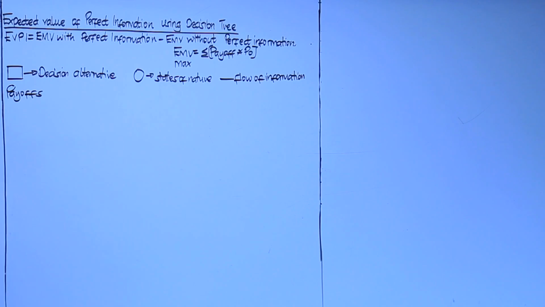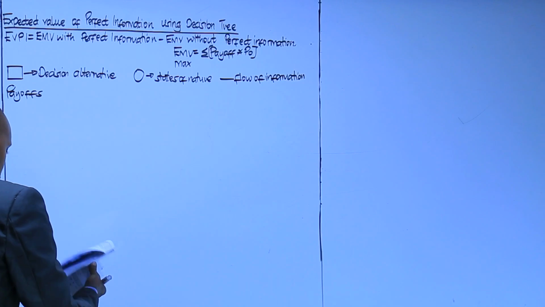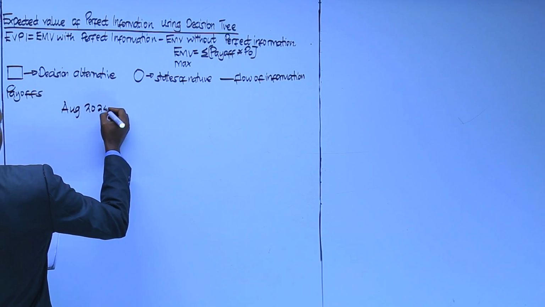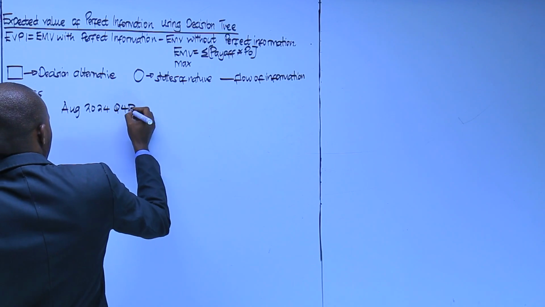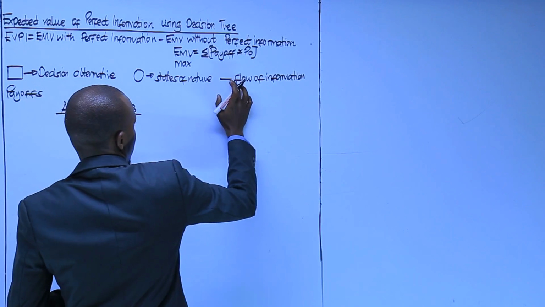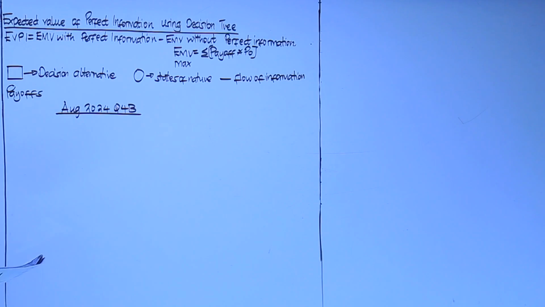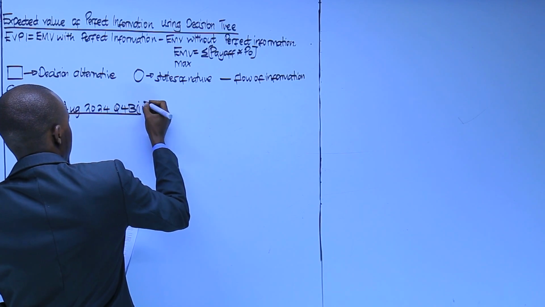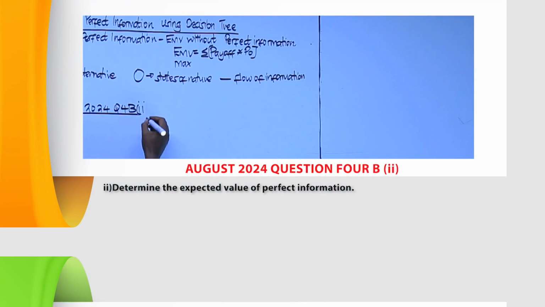Your payoffs that way. And I want us to go to a question on August 2024. Question 4b, part 2 of that question, where they're saying, determine the expected value of perfect information.